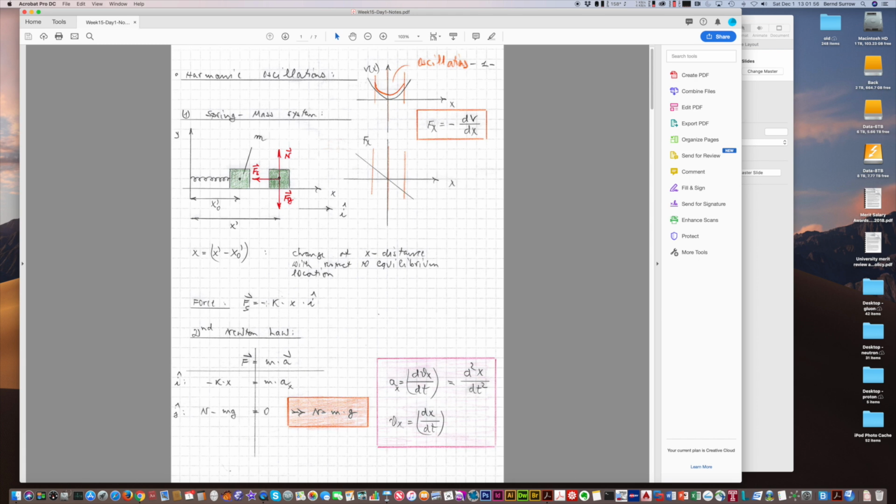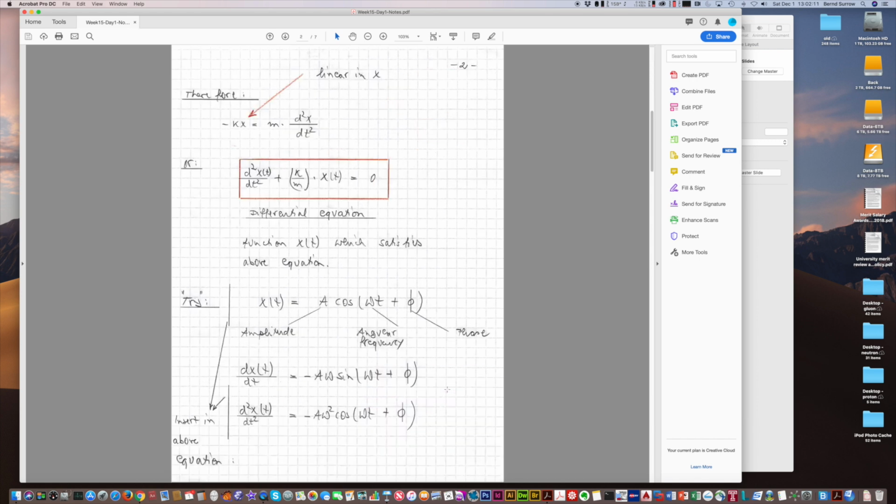You insert this in here, applying now Newton's second law, F equals m times a_x. Since a_x is the second derivative of the location, what do we find? We find a differential equation: minus kx equals m d squared x dt squared. You divide out m and you come to an equation. When you want to know x, not only does it involve the function itself mathematically, but also its derivative, and that is called a differential equation.